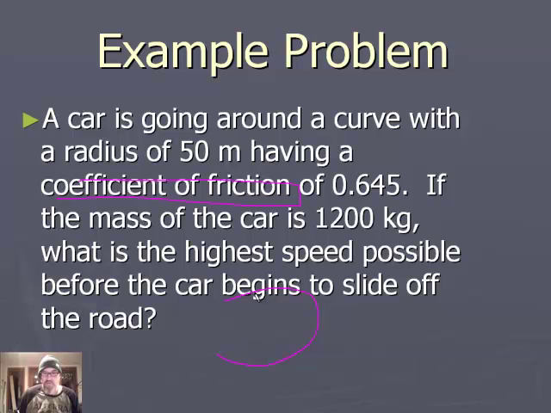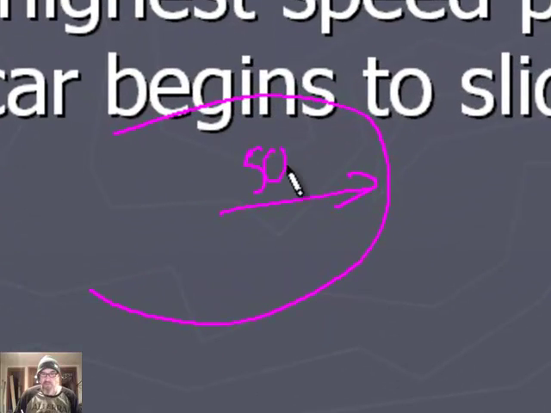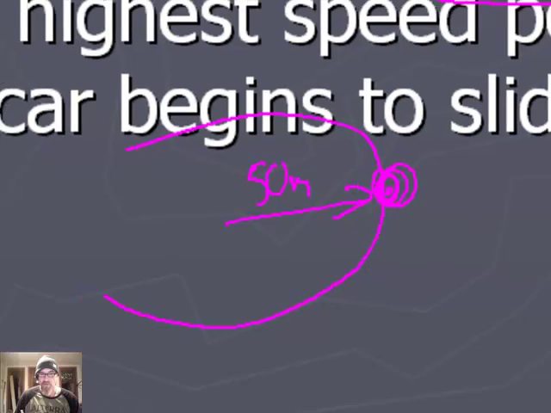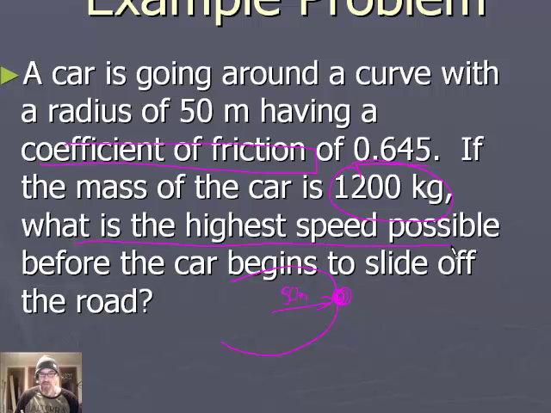Well, the curve, here are the characteristics of it. It has a radius of 50 meters. So you're going around in a circle. That's circular motion. And we know the coefficient of friction is 0.625. The car has a mass of 1,200 kilograms. So that's going to have something to do with its normal force. Plus, it's the object now that's spinning around in a circle. It's not on a string, but it's still doing circular motion. The question is, what's the highest speed that you could hit before you start sliding off the road?